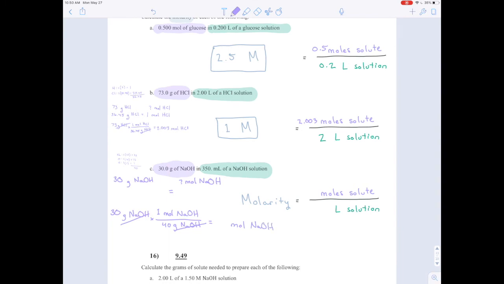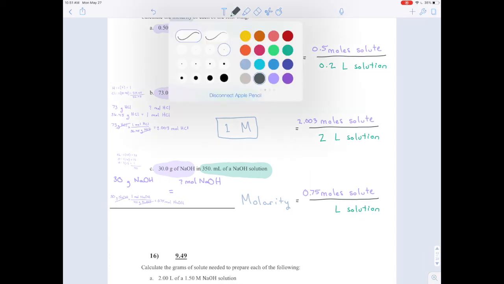And you just punch this into a calculator, so 30 times 1, enter, divided by 40, enter. I'm getting 0.75. So we'd have 0.75 moles of our solute. Okay. So that takes care of the top of our fraction for this molarity. Now we just need to convert the milliliters into liters for the bottom.